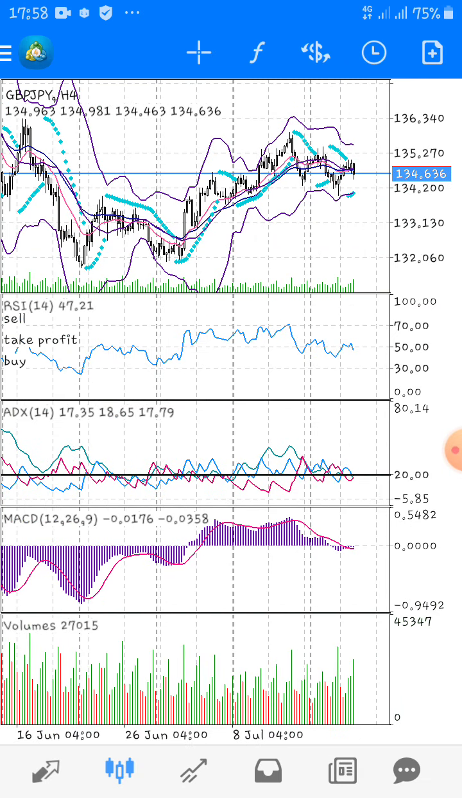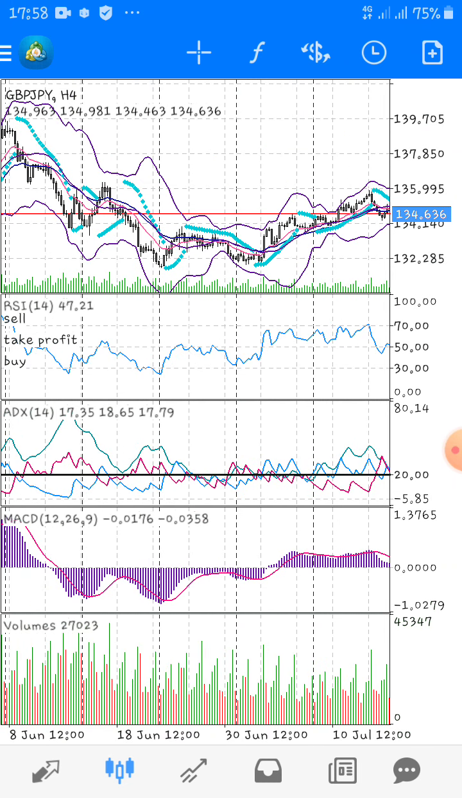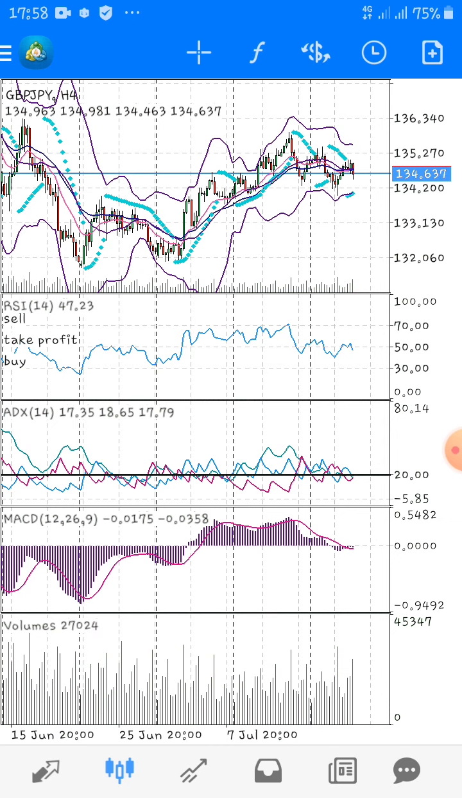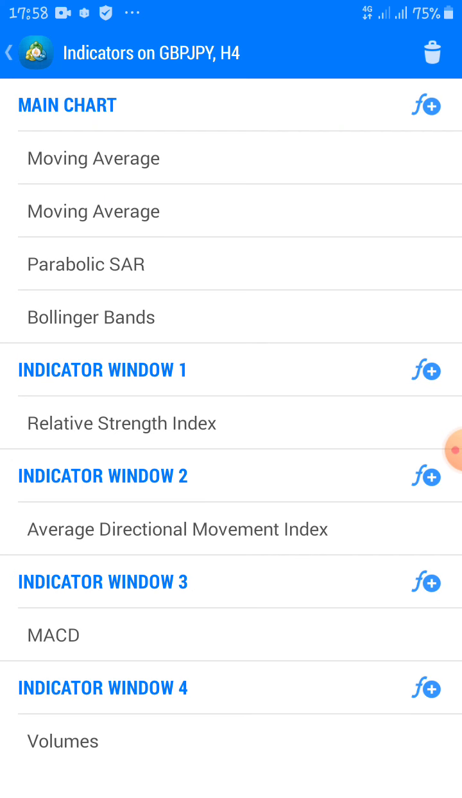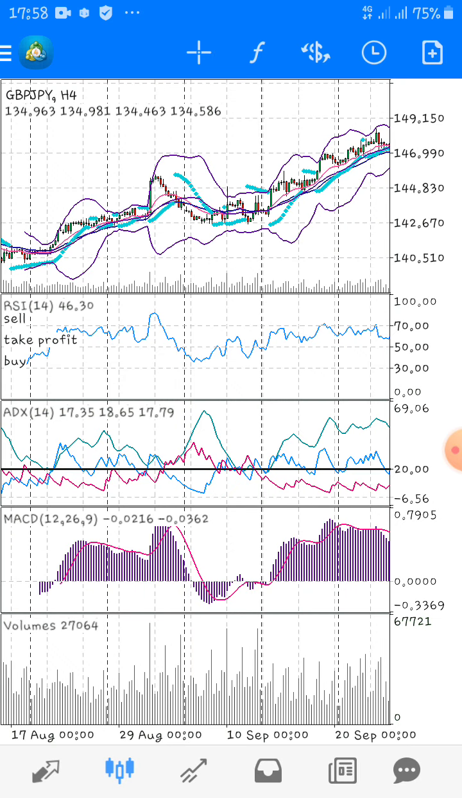So the indicator we are going to be using is Bollinger Band. So let's just go to Bollinger Band. I've already set my own. The period will be period 20. Set the deviation to 3. Yes, deviation to 3. Okay, you're good to go.